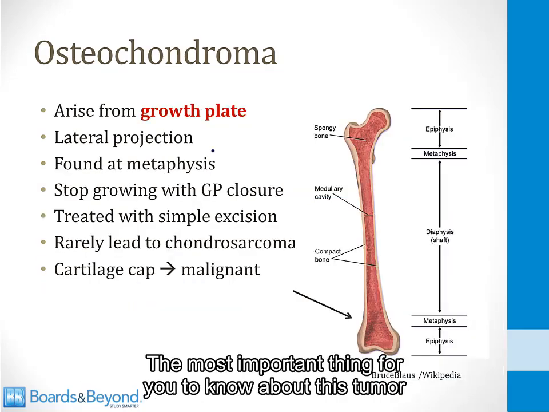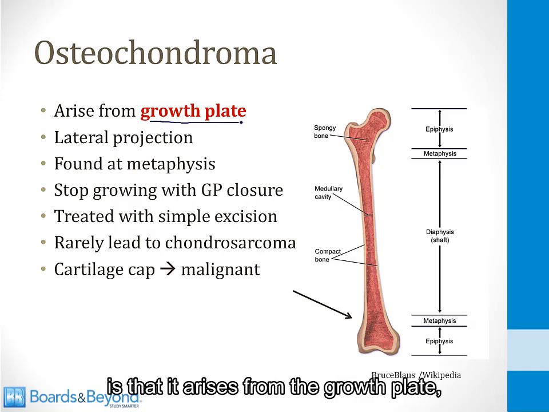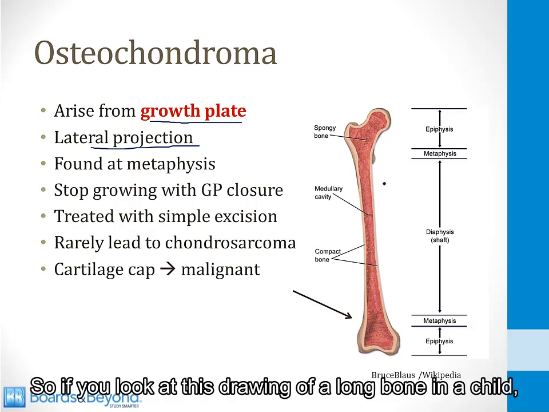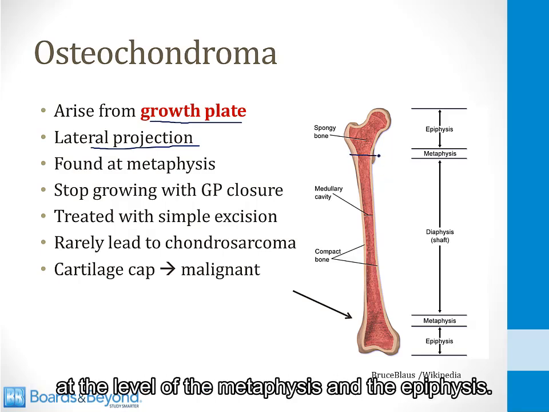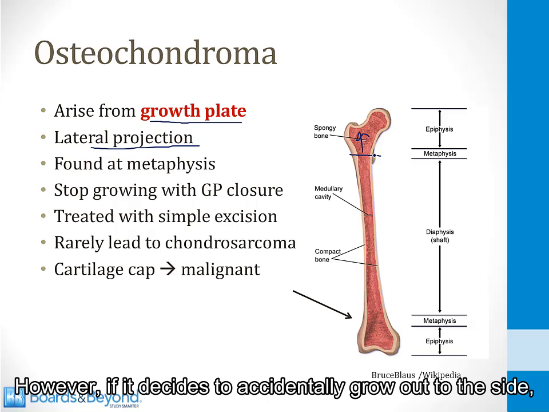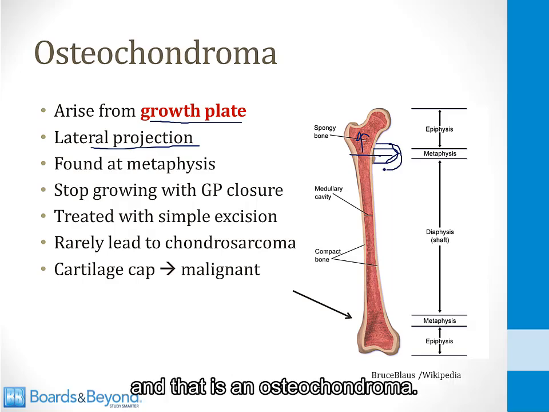The most important thing for you to know about this tumor for step 1 of your boards is that it arises from the growth plate. It is a lateral projection of the growth plate. So if you look at this drawing of a long bone, in a child there will be a growth plate right about here at the level of the metaphysis and the epiphysis, and the growth plate should extend in this direction. However, if it decides to accidentally grow out to the side, what you get is a little bone spur capped by cartilage, and that is an osteochondroma.